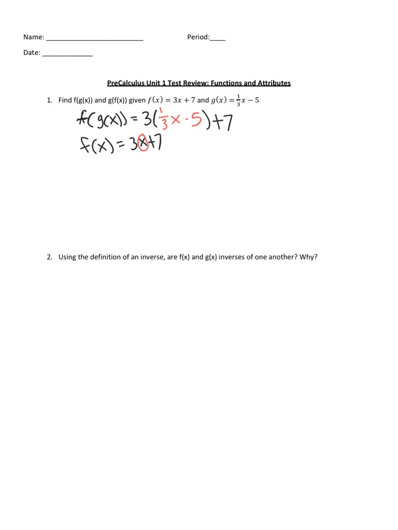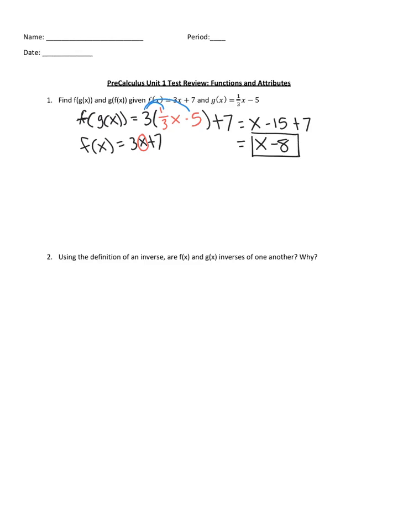Do not stop here. Make sure that you distribute completely. So that 3 is going to get distributed. I'm going to simplify. 3 times 1/3 x is just going to be a single x. 3 times negative 5 gets me negative 15. And then I've got plus 7. So this is going to get me x minus 8.